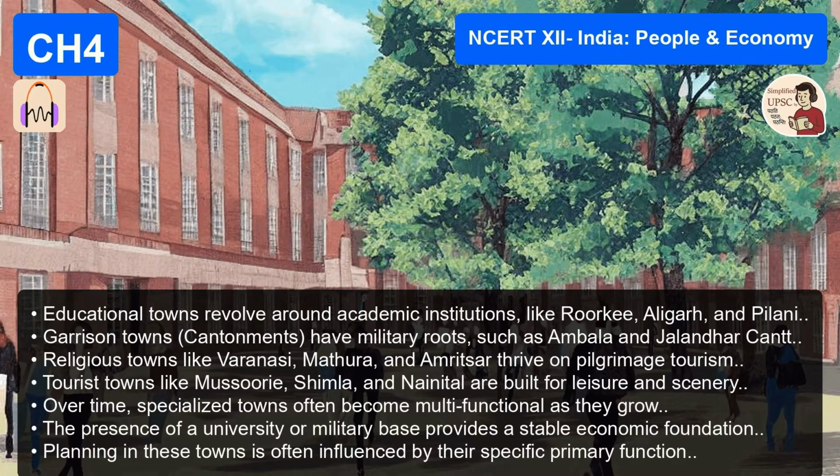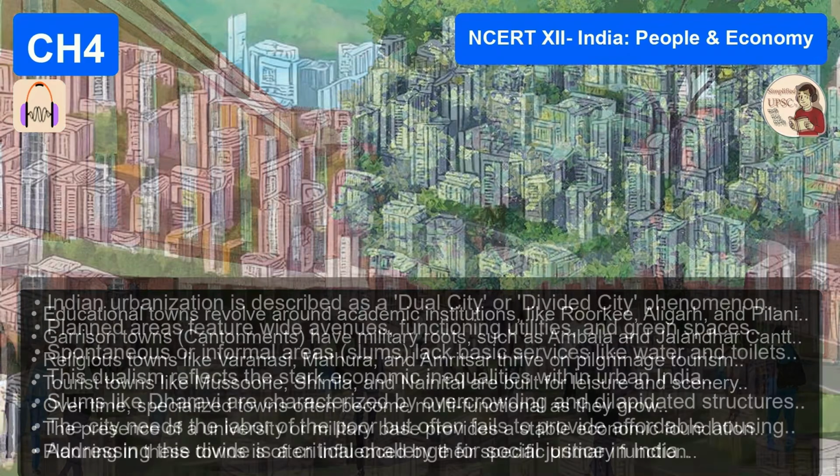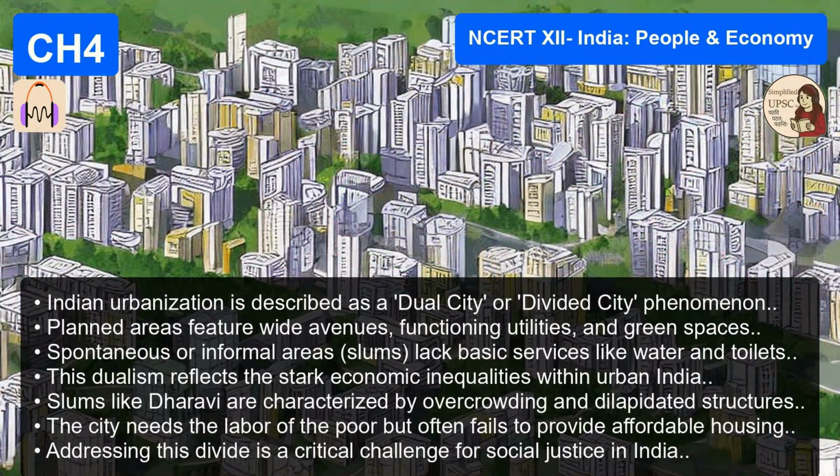Which brings us to the ugly truth of that complexity. Section 6, the issues of urbanization. This is where we stop looking at the neat map and start looking at the reality on the street. The text uses a very specific, I think very powerful phrase, the dual city. Or the divided city. Yes. In India, urbanization isn't a uniform process. It's schizophrenic. Paint the picture for us.